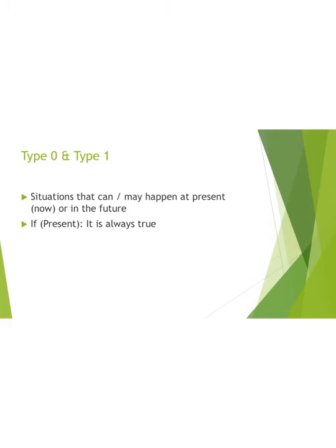So, for conditional type 0 and type 1, both situations are situations that can or may happen at present or in the future. Therefore, in both cases, we use present tense for the if clause because the condition is always true.